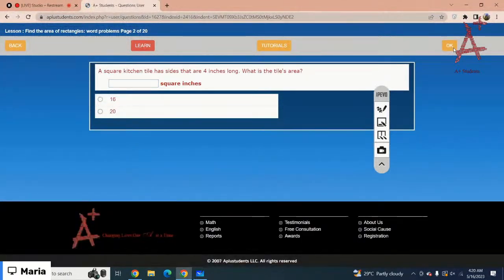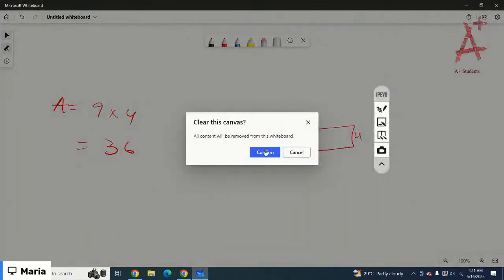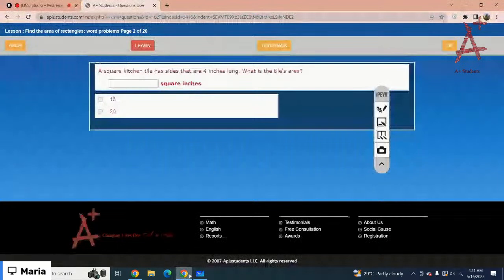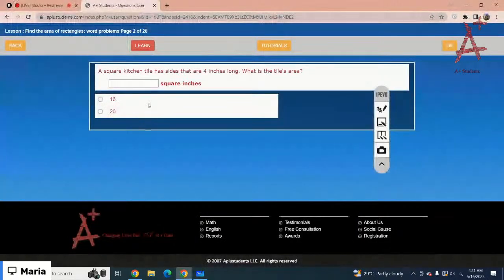A square tile has sides that are 4 inches long. What is the tile's area? The tile is in square shape and it is 4 inches long. You can see 4, 4, 4, and 4. You can do 4 times 4. Whenever you have to calculate the area of a square, you can do side times side. It would be 4 times 4 is 16. So the correct option is 16.